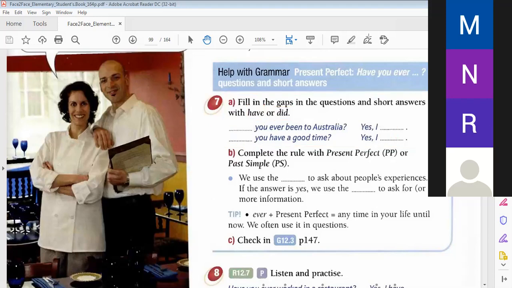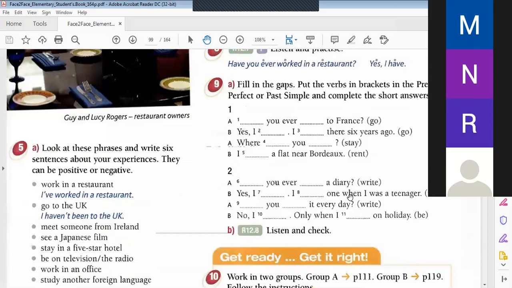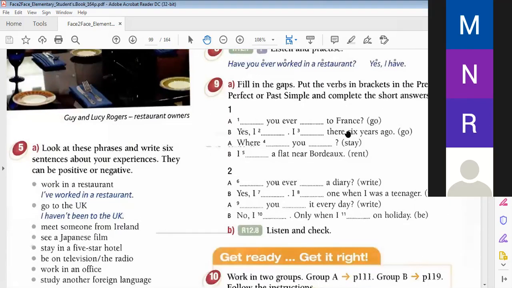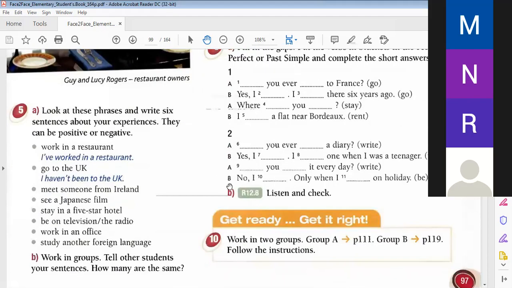We also want to talk about this part, number 9, because here you will have the choice to use past simple or present perfect. Of course one of them is correct depending on the sentence. We will choose present perfect sometimes and past simple other times, and then we will listen to check.